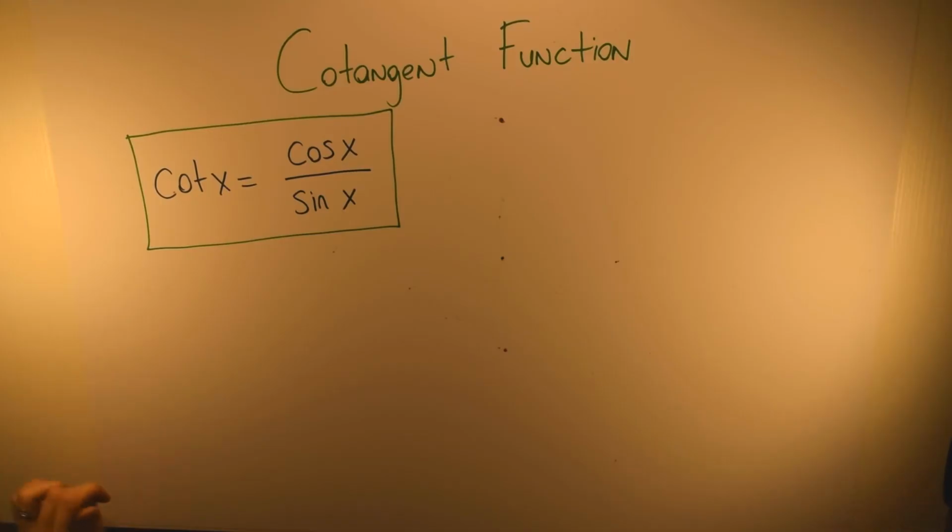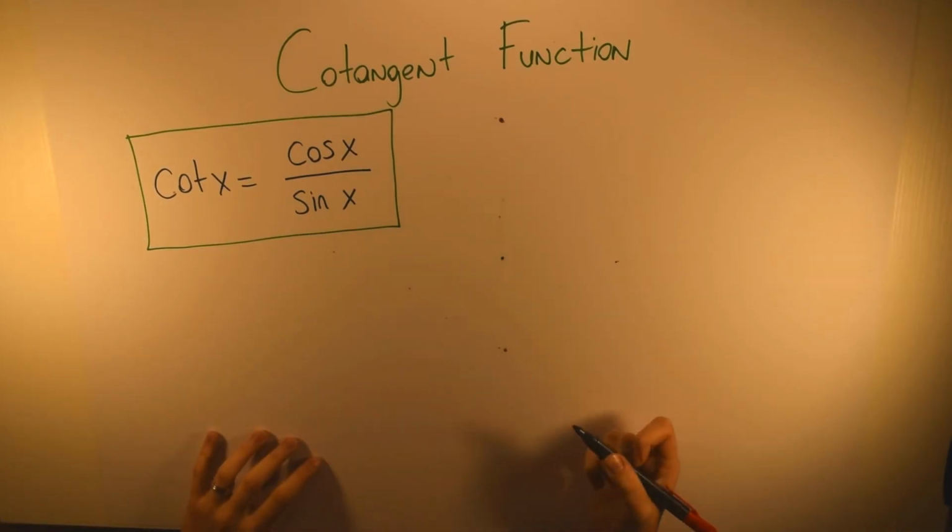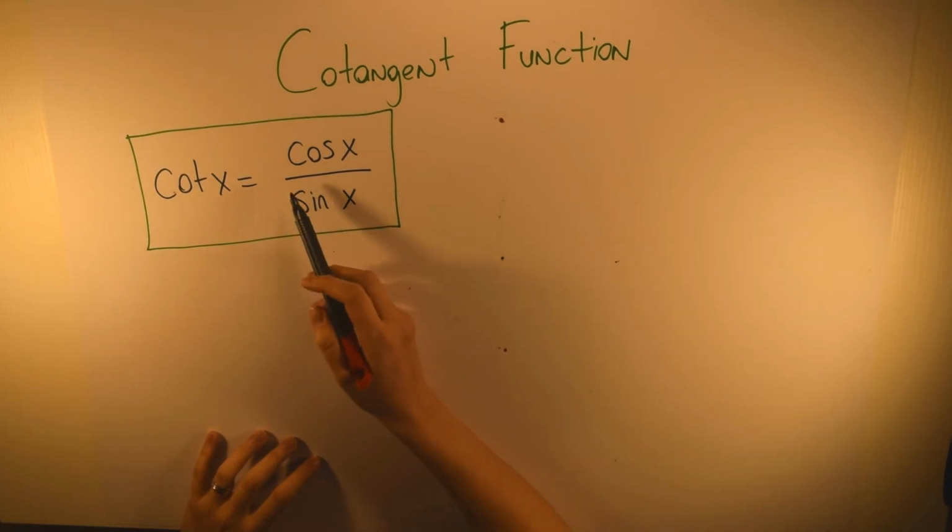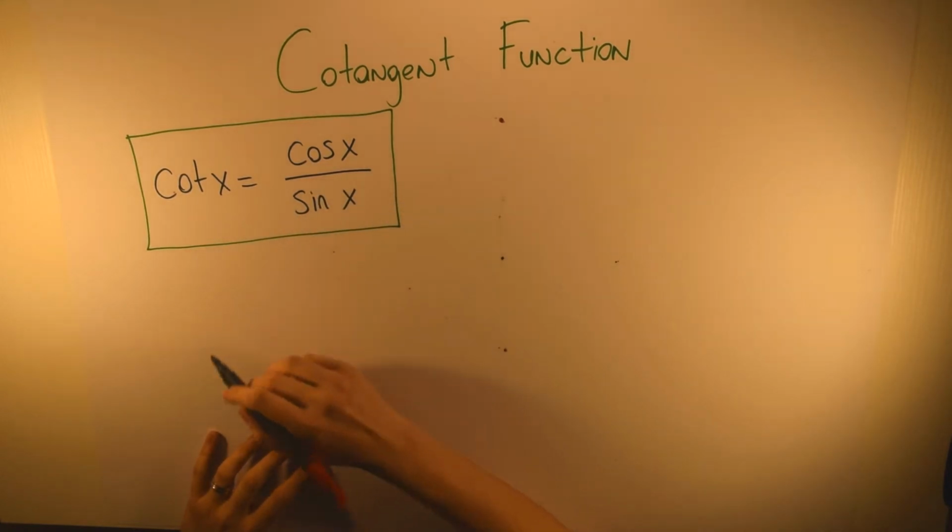Let's continue with the cotangent function. Another formula for cotangent x is that it is equal to cosine x over sine x. Why?